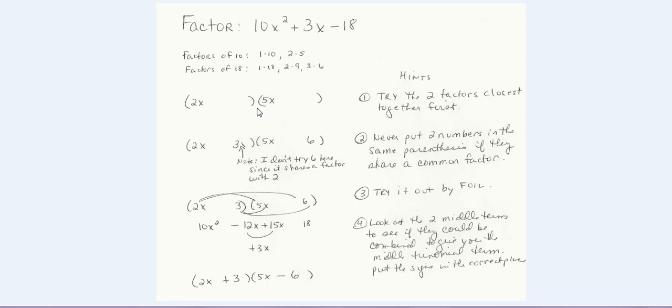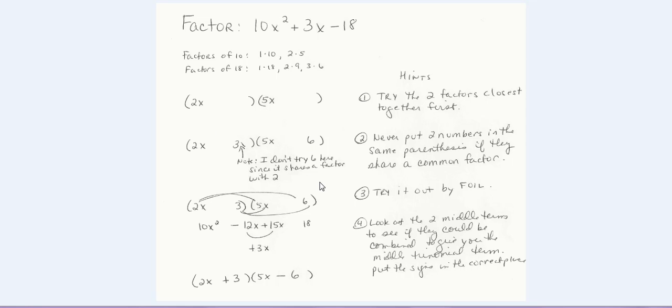Next, I'm going to look at the two end factors, which will multiply to give me 18. Again, I have three choices, 1 times 18, 2 times 9, or 3 times 6. I'm going to try the two factors closest together, which are the 3 and 6. But looking at my second hint will narrow it down again for me. Never put two numbers in the same parentheses if they share a common factor. So I won't even try putting the 6 here because 6 and 2 share a common factor. So I'm going to put the 3 here and the 6 here, because the 3 times the 6 will give me 18. The 2 times the 5 is giving me the 10.